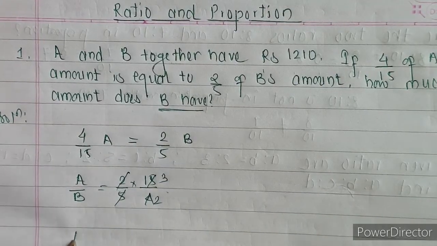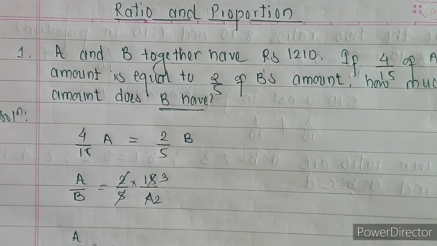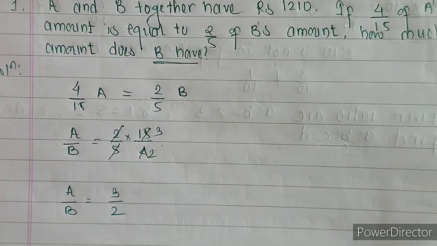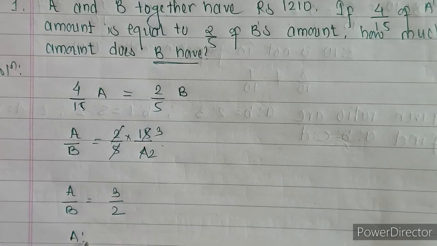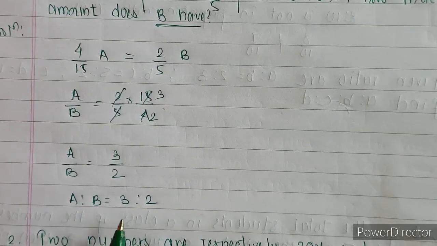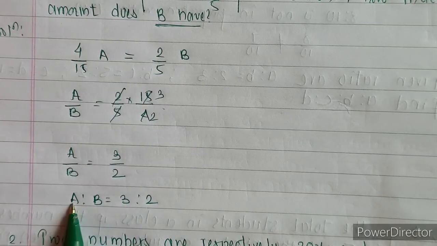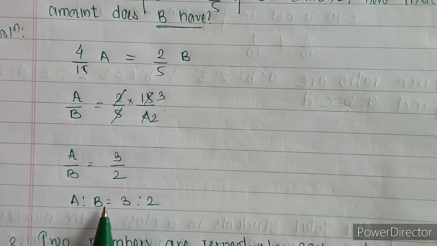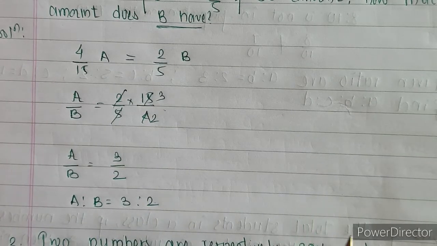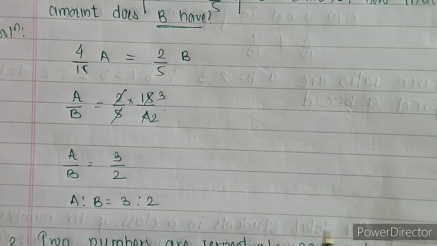So what we have is A by B is equal to 3 by 2, or we can write this as A is to B is equal to 3 is to 2. So whatever is the amount, 3 parts will be of A's and 2 parts will be of B's. Suppose given an amount, we are dividing it into 5 parts. 3 parts will be of A's and 2 parts will be of B's.